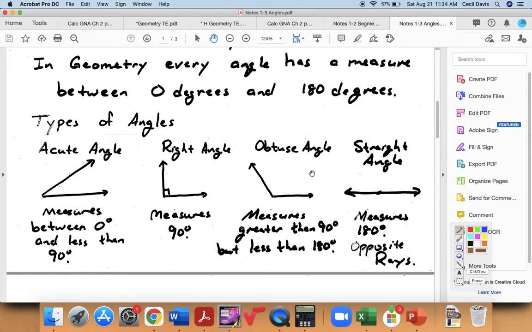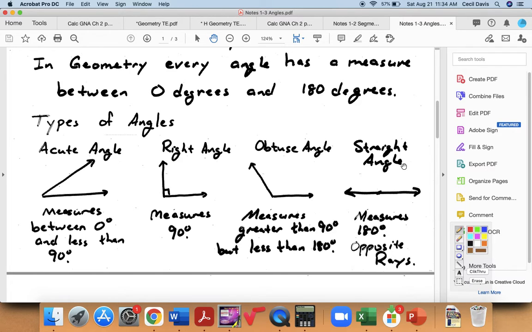An obtuse angle measures greater than 90 degrees, but less than 180 degrees. So that's bigger than a right angle in terms of how far apart the two sides are. These two sides are further apart than these, or the acute angle, where the sides are not very far apart at all.